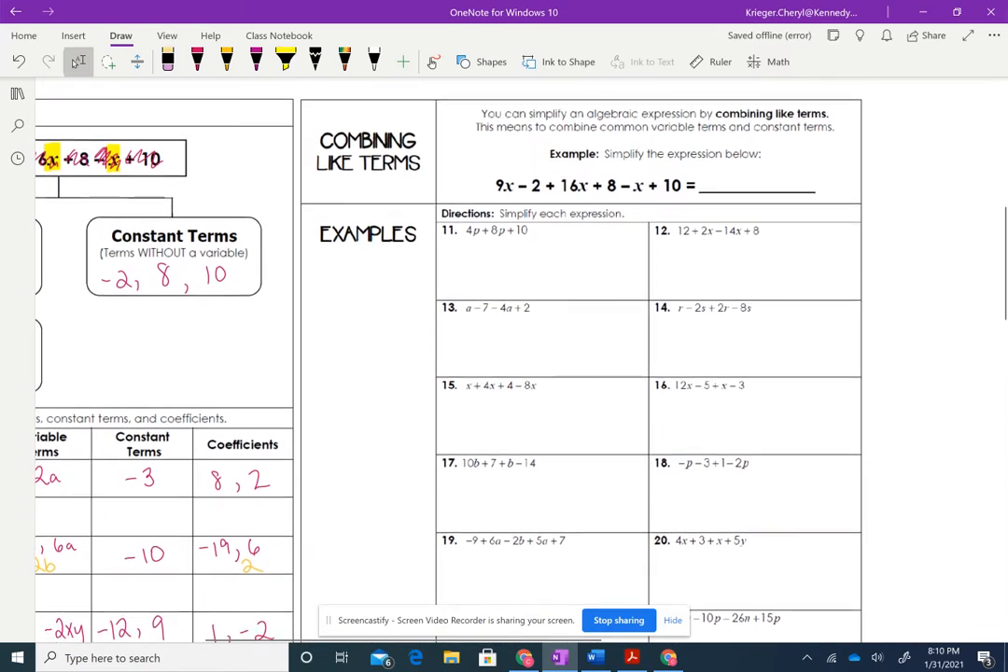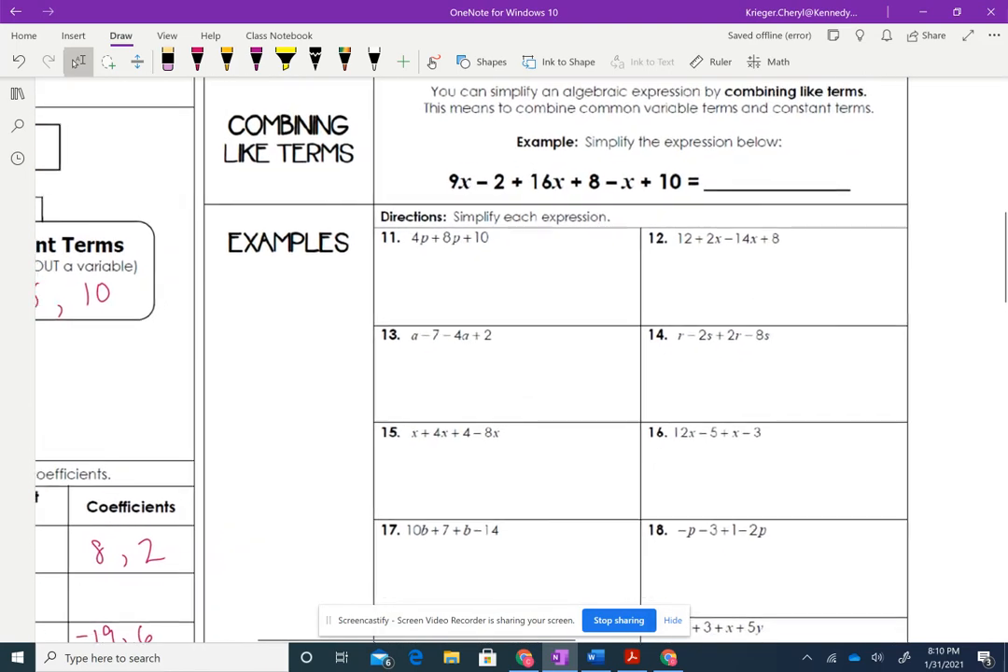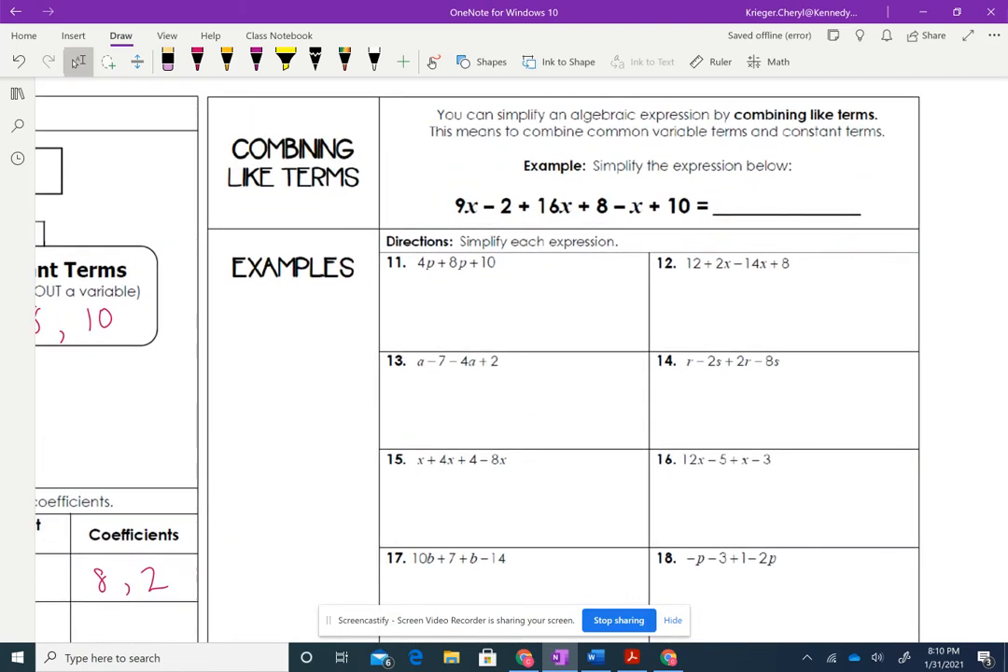All right, so combining like terms. You can simplify an algebraic expression by combining like terms. This means you combine common variable terms and constant terms. Okay, so the box trick works for me, so that's what I think I'll do. I have a 9x, I have a positive 16x, and a negative x, which I know means -1x. Okay, and then all of my constant terms I'll circle: -2, +8, +10.